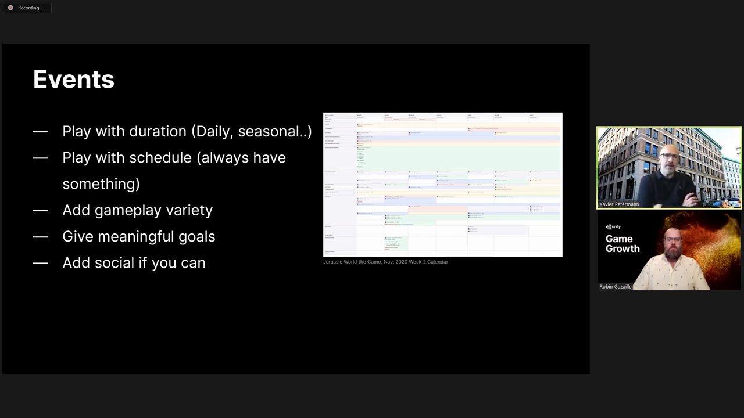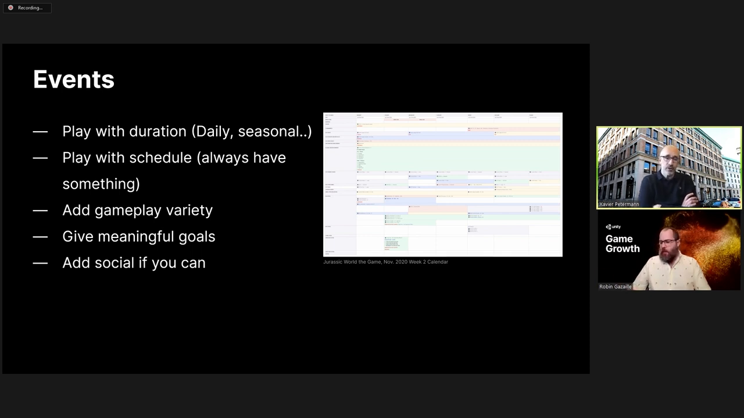They're a good way to add gameplay variety, different types of gameplay. You can have collection events, competitive events, really different kinds of things. Make sure you give meaningful goals to your players. Meaningful in the sense that, once again, going back to motivation, look at the motivation players have in playing your game, and events should deliver on more of that. If your game is about collecting and you have an event that is about collection, it is probably going to be more effective than if it's about social or something else.